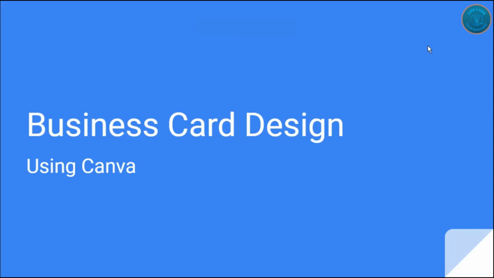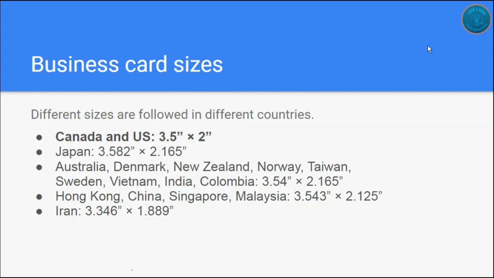Today our topic of discussion is design of the business card using Canva. Canva is a very powerful tool. It is used in various types of designs like design of the ebook cover, design of YouTube thumbnails, design of postcards, design of flyers, etc., and there are lots of possibilities in Canva. Now today we are going to see how we can design a business card using Canva.